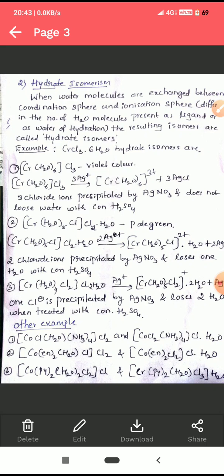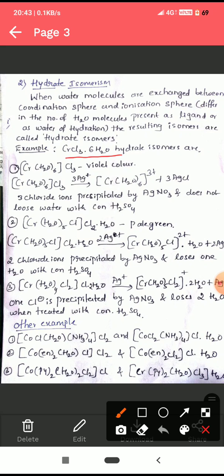For example, CrCl3·6H2O. When we take this complex, three types of hydrate isomers are possible. In the first one, [Cr(H2O)6]Cl3, this complex is violet in color. When it reacts with AgNO3, we get a precipitate for 3 chloride ions. It indicates that 3 chloride ions are outside the bracket. It means 6 water molecules are inside the bracket.